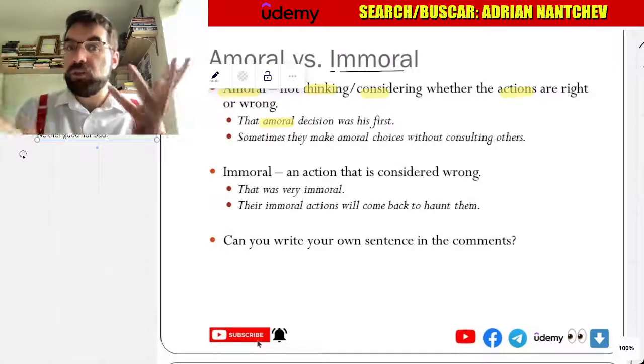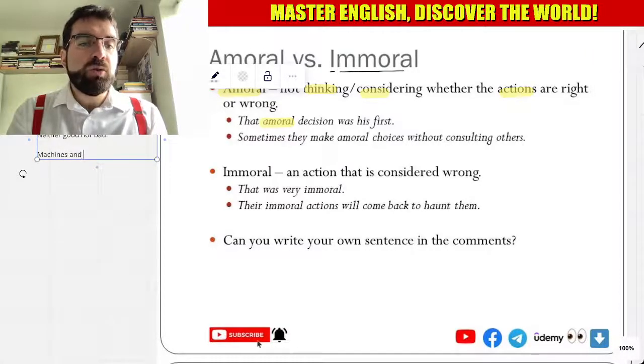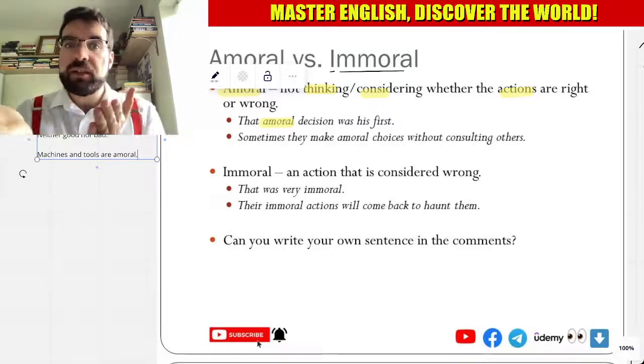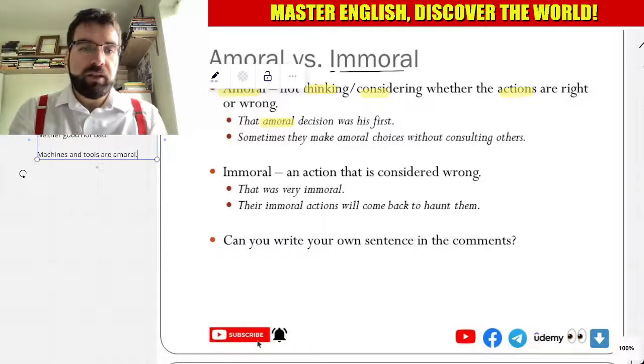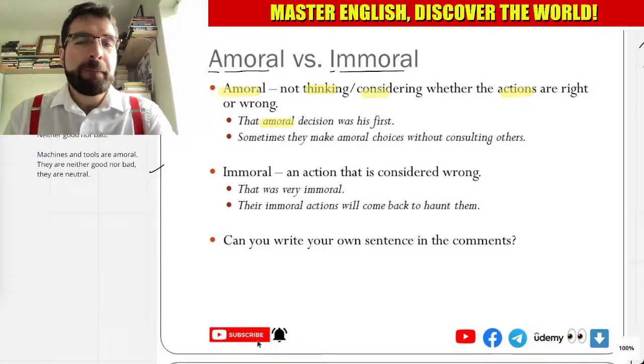Machines and tools are amoral. They are neither good nor bad. They're neutral. How cool is that?